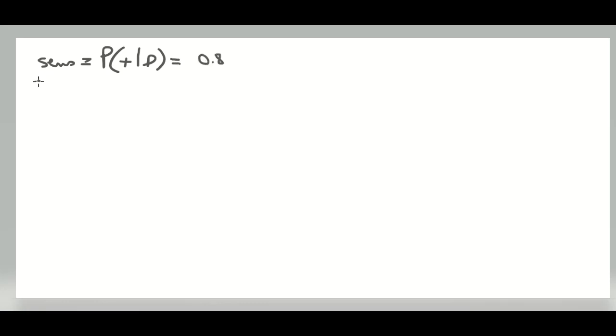Also, that same test has a specificity, which you know by now is the probability of testing negative if you're healthy, and I'm going to go with 90%. And let's say in a specific clinic there are five individuals that are diseased, meaning they do have the disease, and they came to be tested.